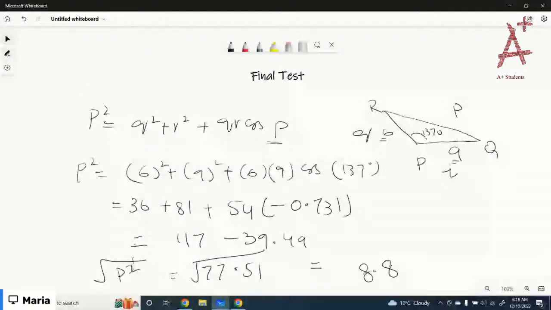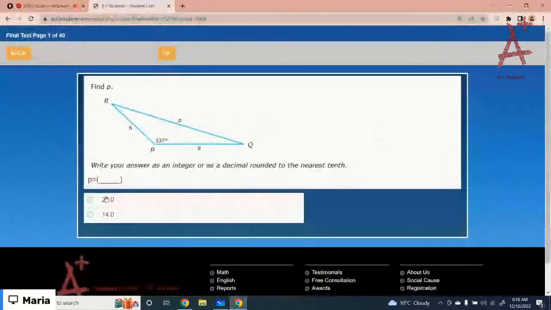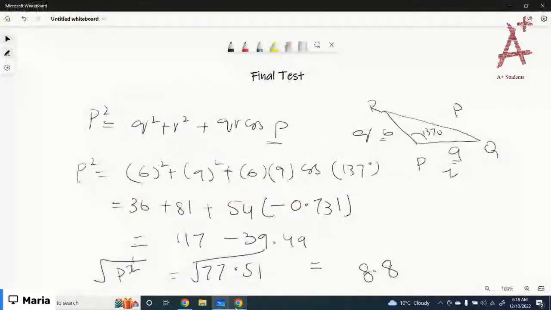Let me just look at the solution. Let me see. 8.8 is the answer. Let me see what happened. I'm on the final test. You have to round off to the nearest number. I have done all the calculations right. 6 times 6 is 36. 9 times 9 is 81. Is there any mistake? I think no.